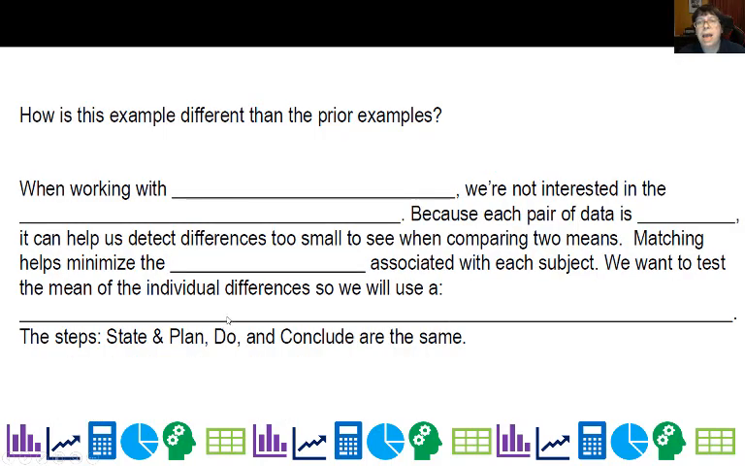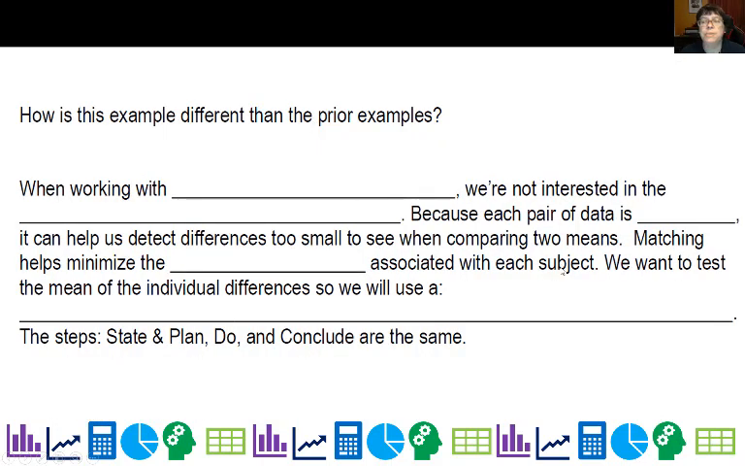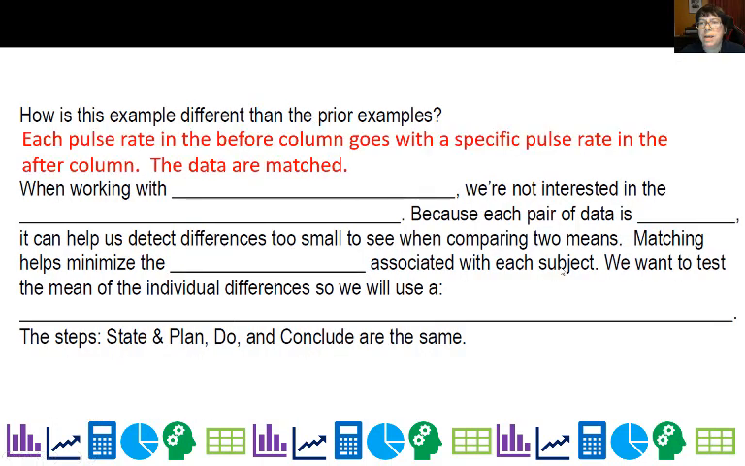Now, how is that example different? Let's go back and look at that. We've got Alan, Brandon, Carlos, and we have before and we have after, all right? So how is this example different than prior examples? Well, each pulse rate in the before column goes with a specific pulse rate in the after column, and so these data are matched. Part of the reason people love working with twins in experiments is because they're matched.